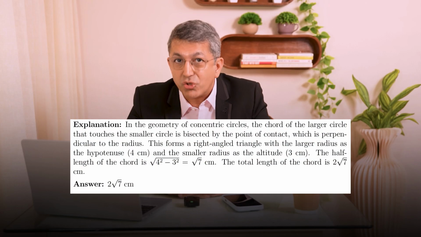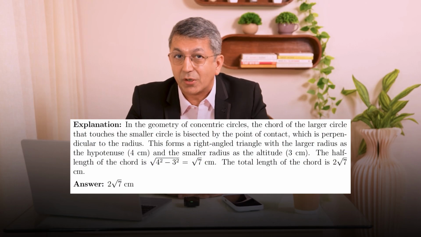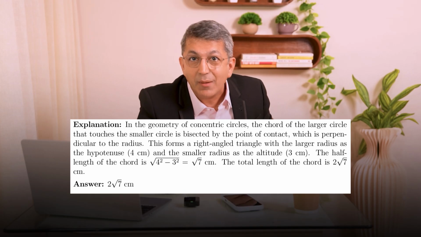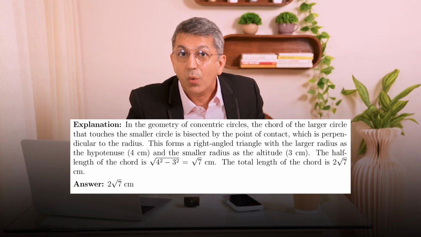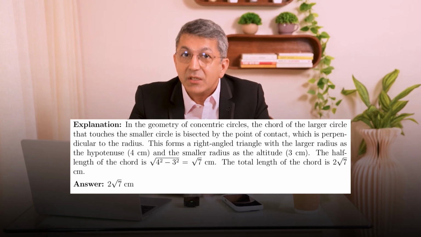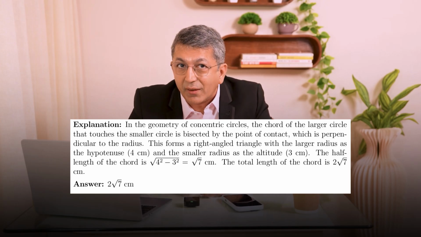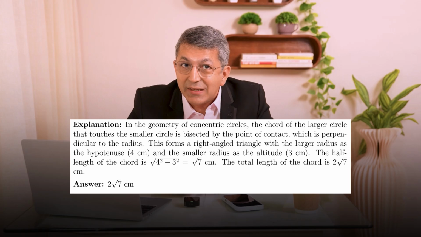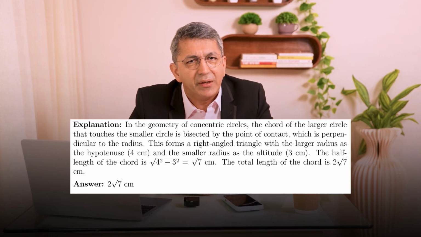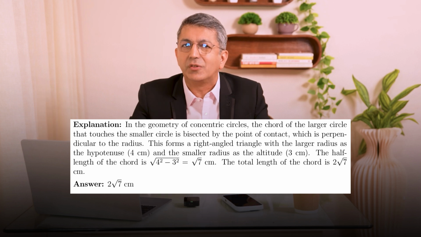Explanation. In the geometry of concentric circles, the chord of the larger circle that touches the smaller circle is bisected by the point of contact, which is perpendicular to the radius. This forms a right-angled triangle with the larger radius as the hypotenuse, 4 centimeters, and the smaller radius as the altitude, 3 centimeters.